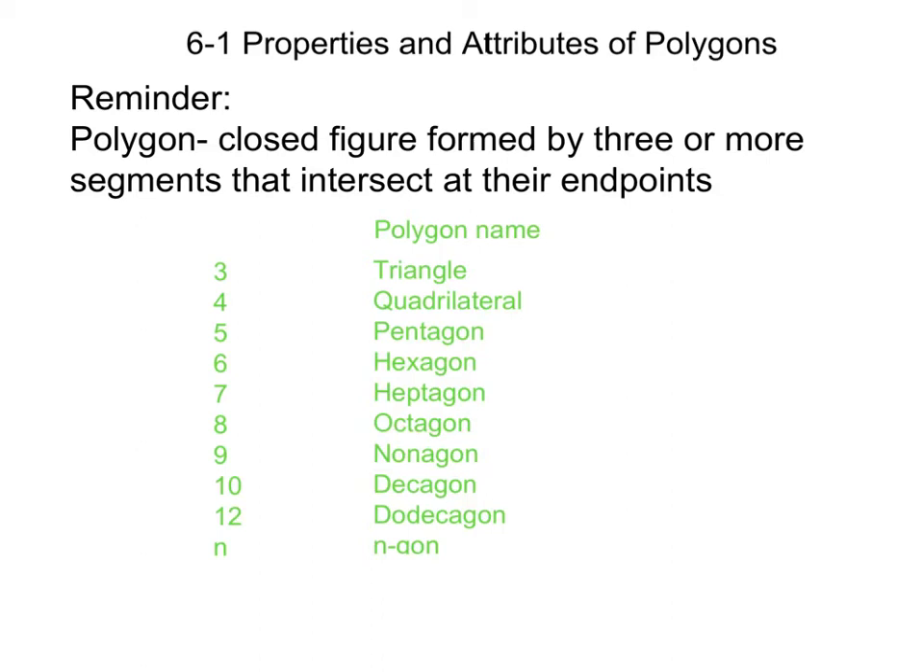Now, if you notice, down here the number of sides is n, and it's called an n-gon. What that basically means is that after the number 12, if a polygon has more than 12 sides, we just call it an n-gon, whatever how many sides it has. So if a polygon has 17 sides, you simply call it a 17-gon.